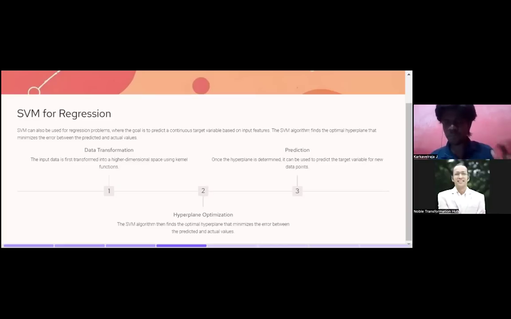Putting it in a simple form, we will have our data, push our data to a high dimension, then find our optimal hyperplane in order to perform the regression. Once training is done, our model is ready to predict on the unseen data, and we will get a continuous value for it. Okay, hope everything is clear. I think it's a simple explanation. Okay, so yes sir, over to you.